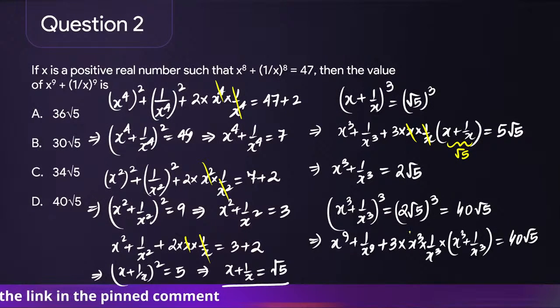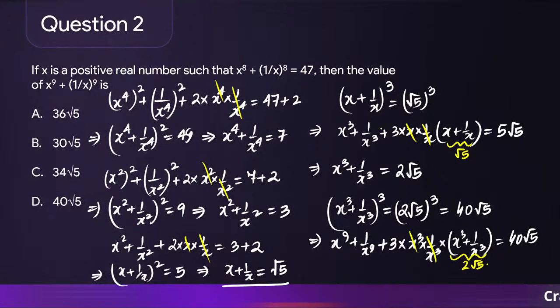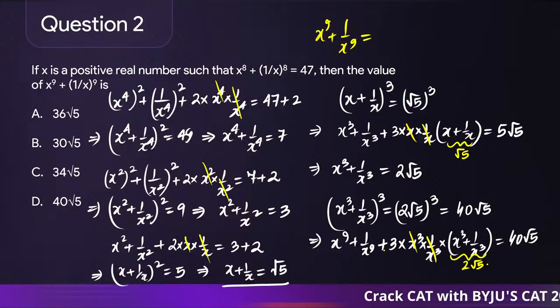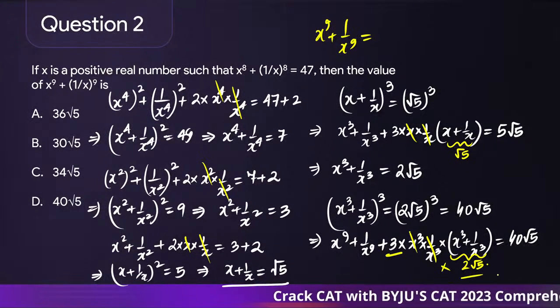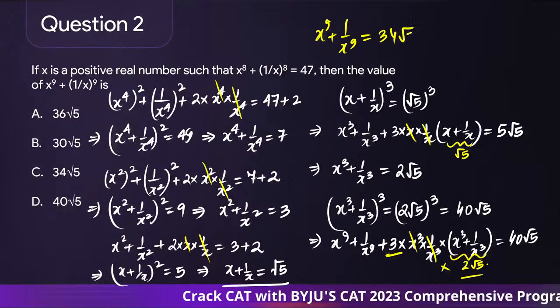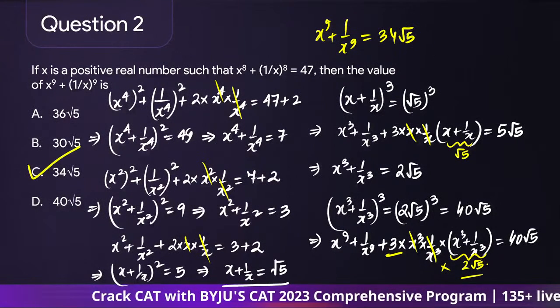Now this x cube and 1 by x cube cancels out, and we do know that this is 2 root 5. So we will end up having x to the power 9 plus 1 by x to the power 9 is equal to 40 root 5 minus 6 root 5. That results in 34 root 5. So the answer is going to be option C.